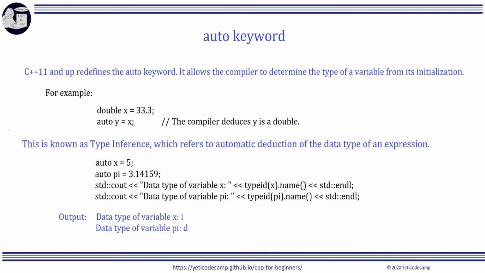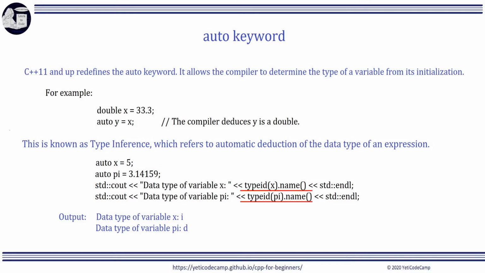As you can see, we're defining x as a double data type, assigning it the value of 33.3. But y is determined by the compiler as we're assigning y the value of x. So since the compiler knows that x contains a double, it deduces that y should also be a double. We can also use auto to determine a variable's type directly, such as initializing variable x with a literal integer 5, and variable pi with the value of pi.